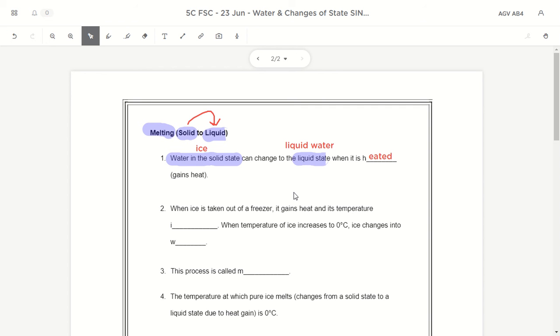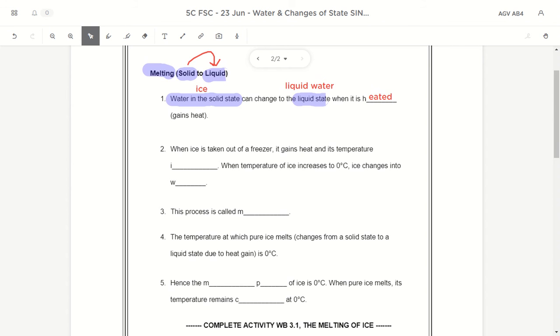So when we put the ice cube in our hands, the ice cube actually gains heat. And when the ice cube gains heat, it increases its temperature. It undergoes a change in state from solid to liquid, and that process we call melting. All right, so this is what we have done that day.